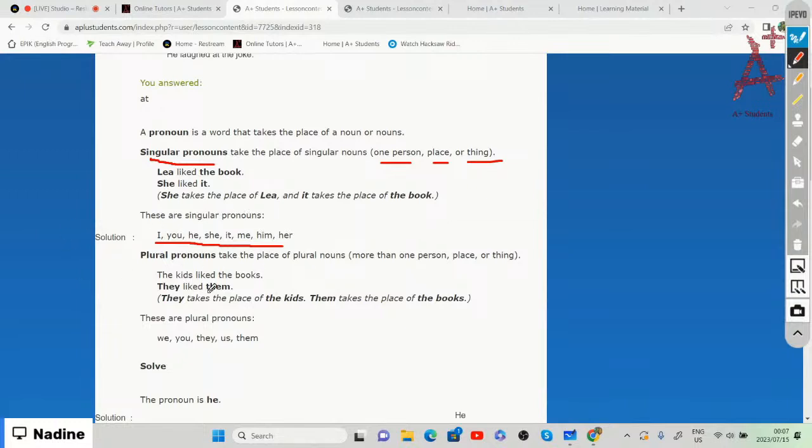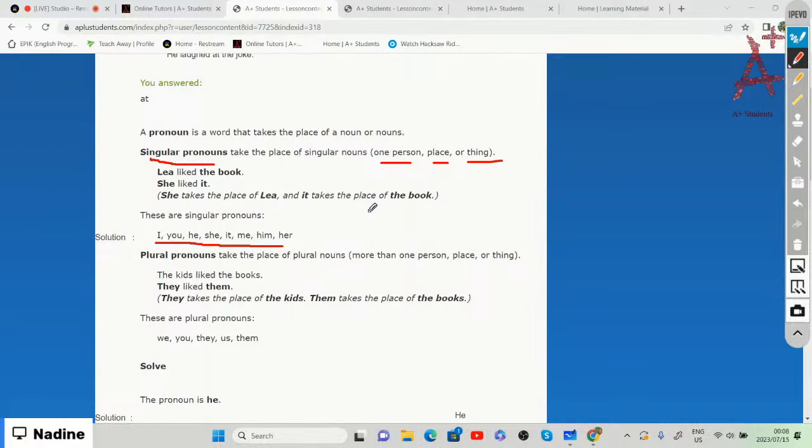All right, then we have plural pronouns, which take the place of plural nouns. Plural nouns make mention of more than one person, more than one place, or more than one thing. For example, the kids liked the books. Instead of the kids, we can say they liked. Instead of the books, we can say them. So they takes the place of the kids and them takes the place of the books because we know what specifically it is referring to.